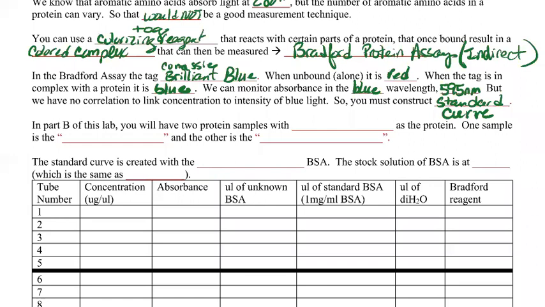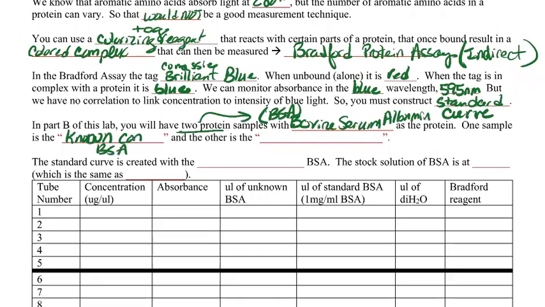So in part B of this lab, you're going to have two protein samples. They're both going to be BSA. It's called bovine serum albumin, and we just abbreviate that BSA. So you'll have two protein samples of BSA. They're both BSA. One of those samples is our known concentration BSA, okay? The other is our unknown.